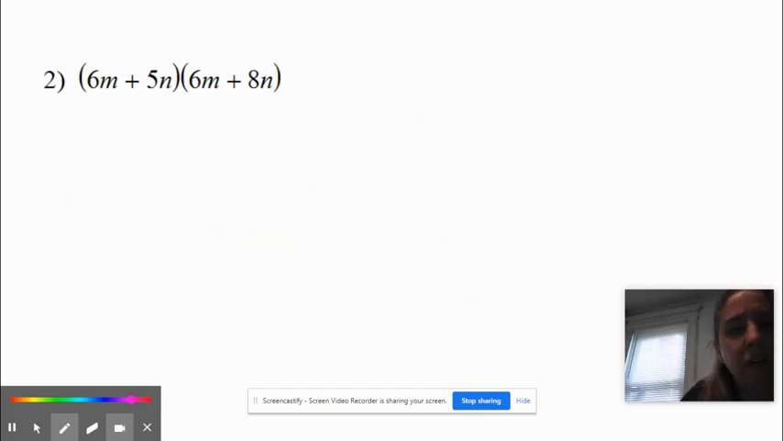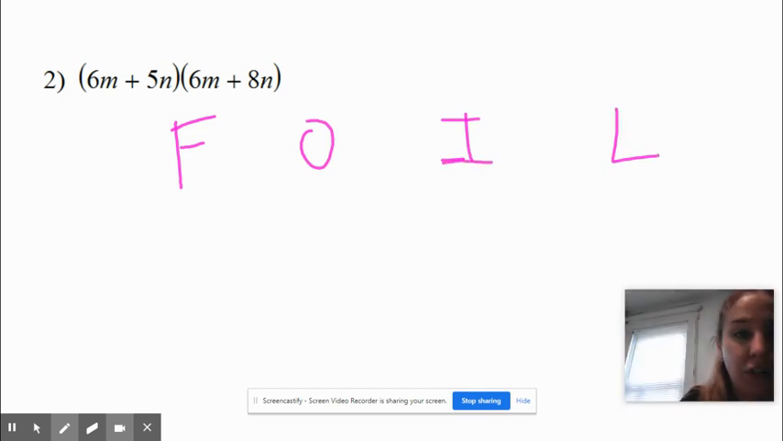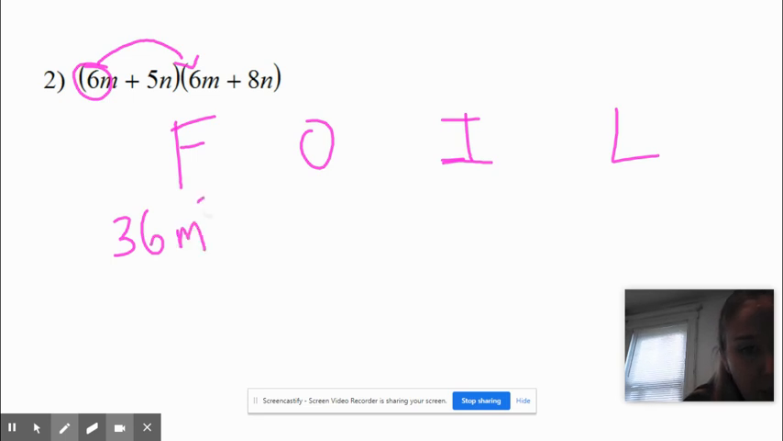Okay, so for those of you that like the FOIL method, I'll put that out there. Some of us don't need it. Some of us just know I got to distribute this to everything and then the 5n everywhere. So whatever. 6m times 6m. Well, 6 times 6 is 36. And m times m is m to the second power.